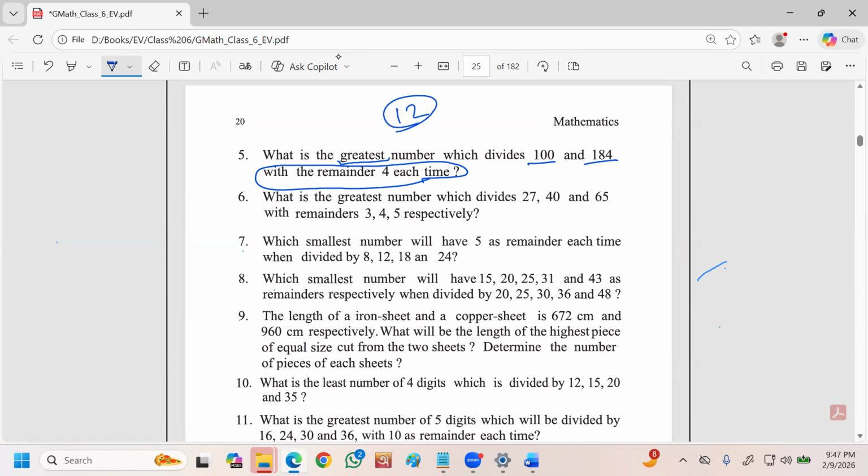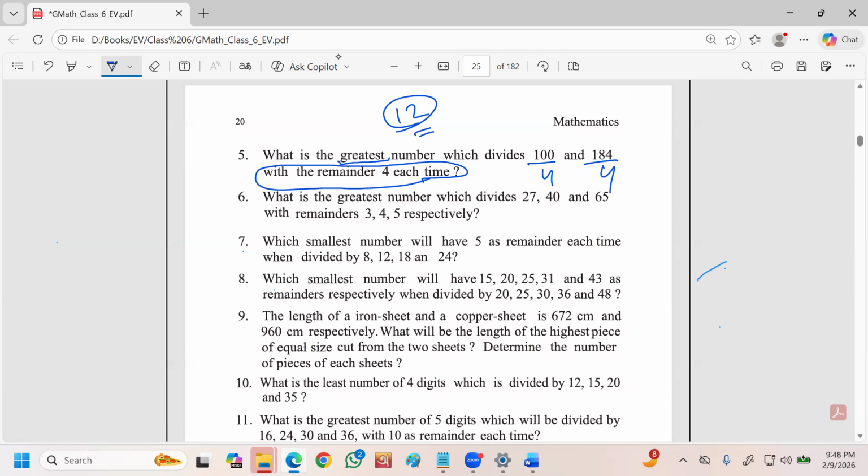For reference, I am using this one. Let's assume that number is 12. If you divide 100 by 12, the remainder will be 4. Same goes for 184. If you divide 184 by 12, the remainder should be 4. The remainder is 4 each time after dividing by the number.